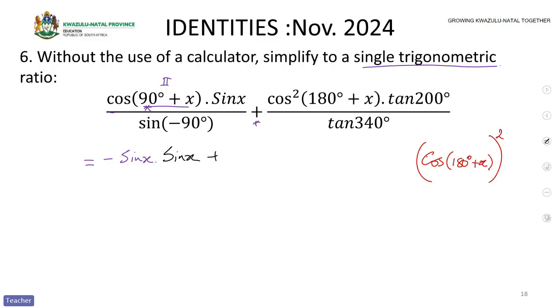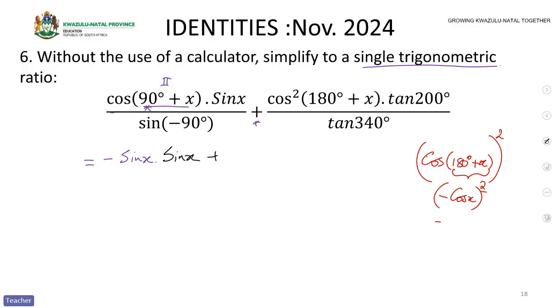Now, we define what is inside the parentheses. In which quadrant do we find cos of 180 plus x? 180 plus x is in the third quadrant. How is cos in the third quadrant? Negative. So this is the same as negative cos x, all squared. So please speak to what you are doing so that you understand it. Now, what is the meaning of square here? It means you are multiplying the very same base by itself.